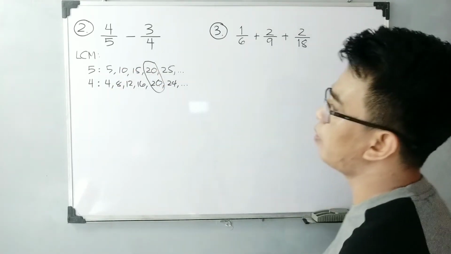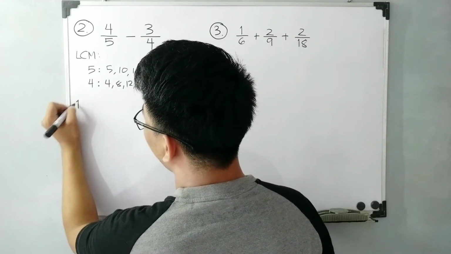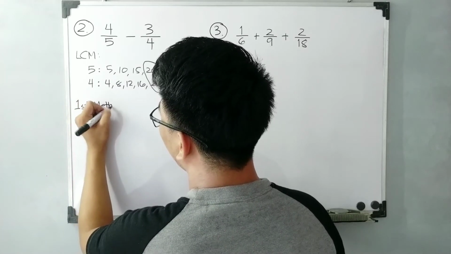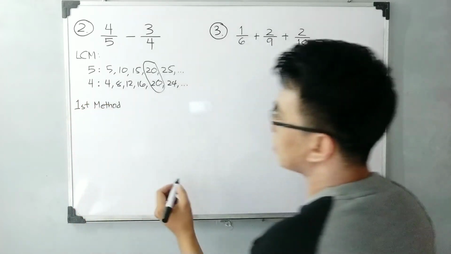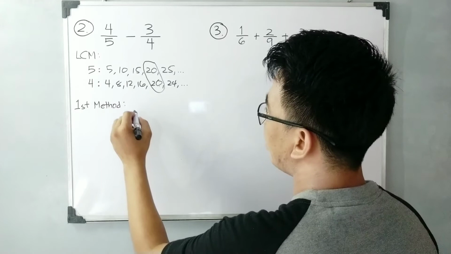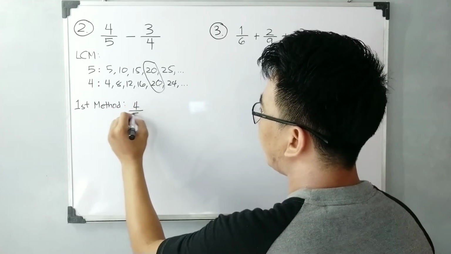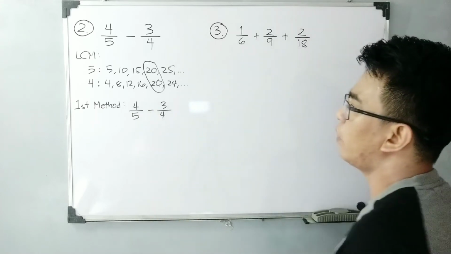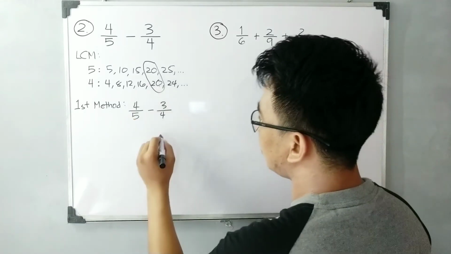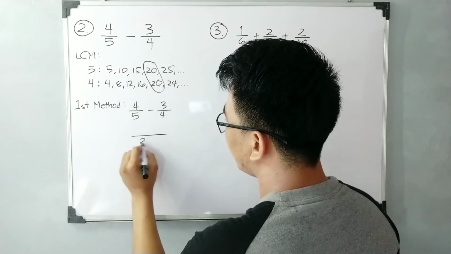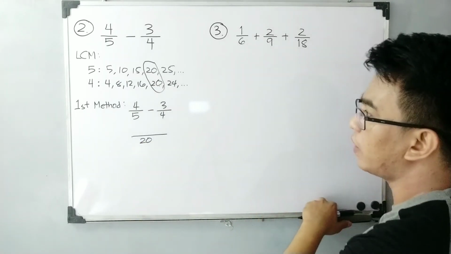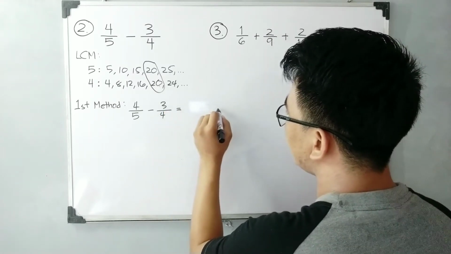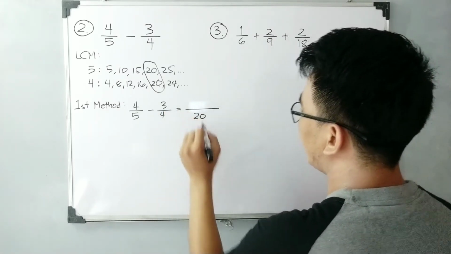So ngayon, we will proceed with the first method, yung conventional way on how to add or subtract fractions. We have 4 over 5 minus 3 over 4. What we will do is to find the LCD, and the LCD is equal to 20. Okay? So I hope na magkasya yung ating space. This is 20. Tingnan natin dito. Their LCD is equal to 20.